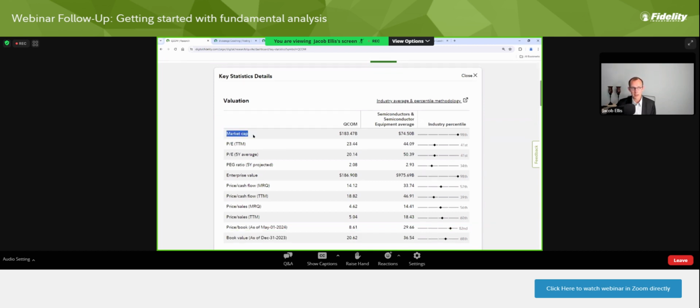Well, the first list on here, this is effectively the largest company in this semiconductor and semiconductor equipment whole. It's right up there at the very top. The higher on here, the higher that actual value. And as we scroll through, we see that's not necessarily the case for PE ratio, where our PE ratio is 23 versus the average at 44.